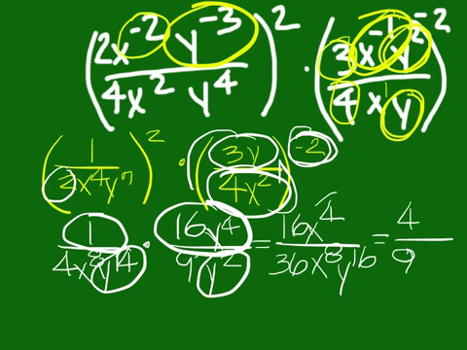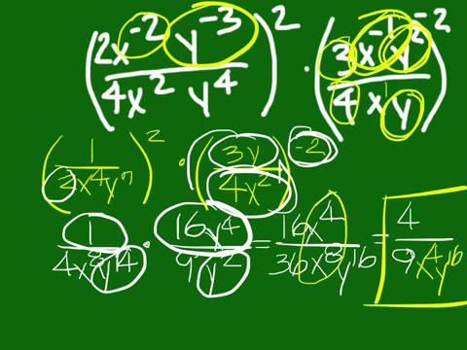X to the 4th over x to the 8th, what does that become? X to the 4th on the bottom. And what about the y to the 16th? It just stays there. So there is our final answer.